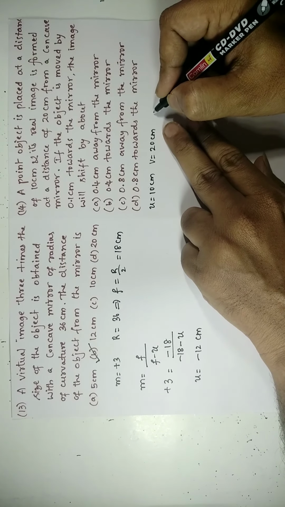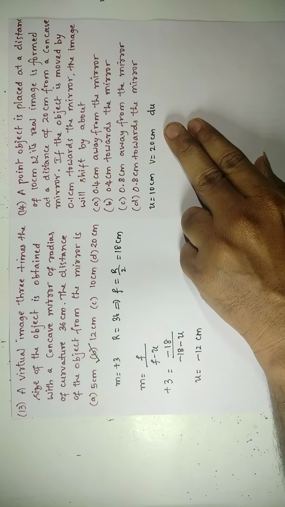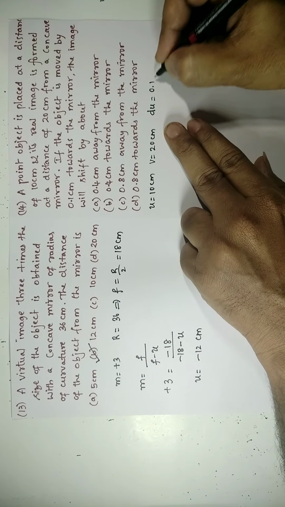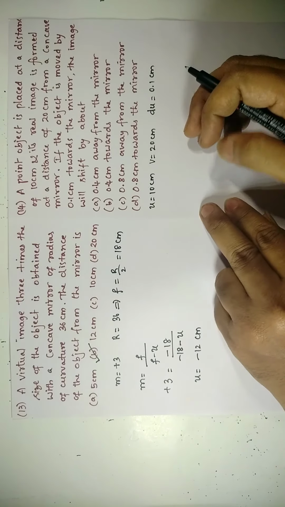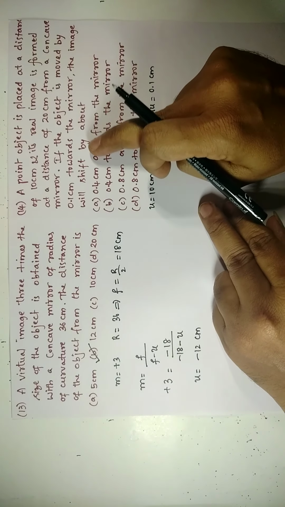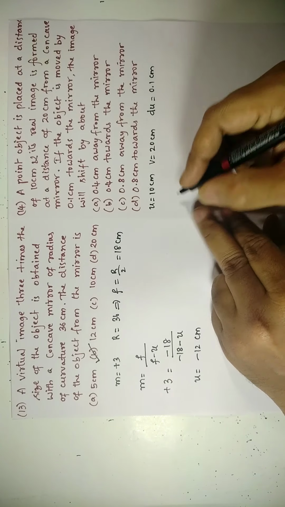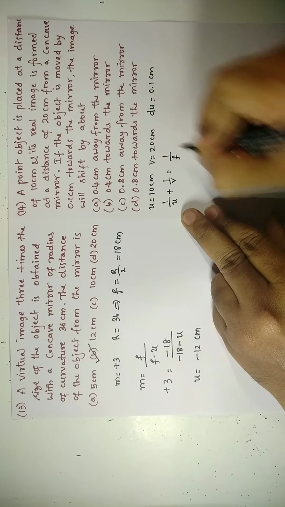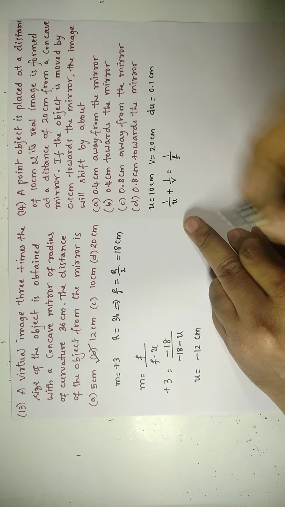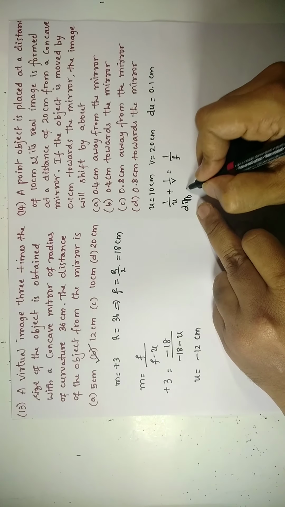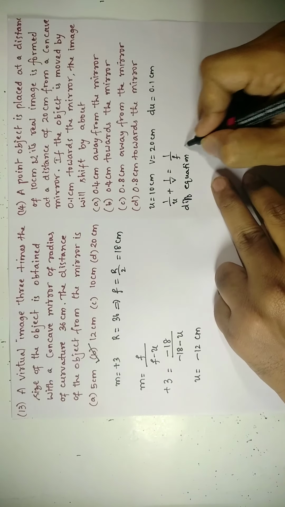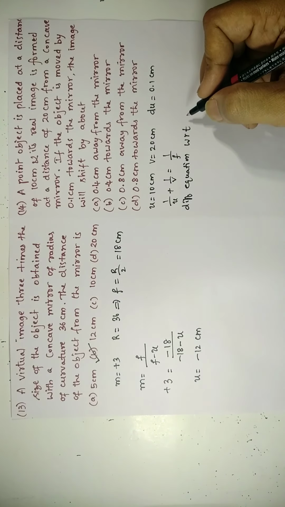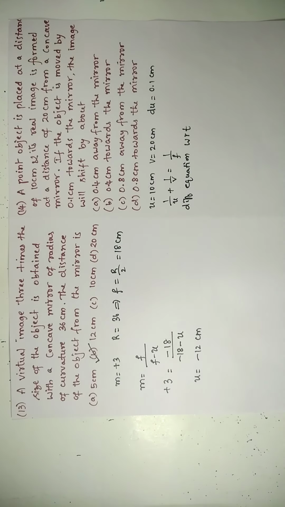So let us imagine the change in the position of the object to be du. Du here is given to be 0.1 centimeter. Then what will be the distance through which the image of the object will be shifted? For this, let us consider your mirror formula, which is 1 over u plus 1 over v equal to 1 over f. So differentiate this equation with respect to u. On differentiating this equation with respect to u, you can just rewrite them and arrive at the required relation.